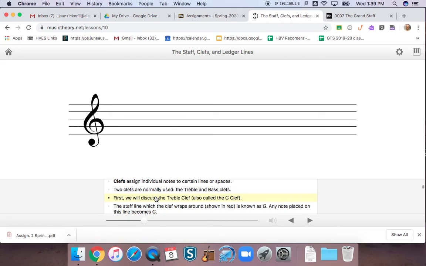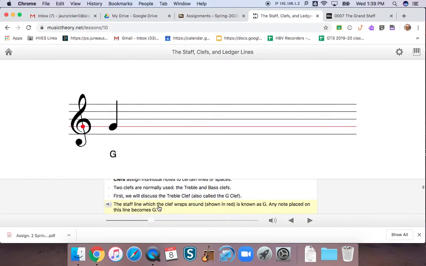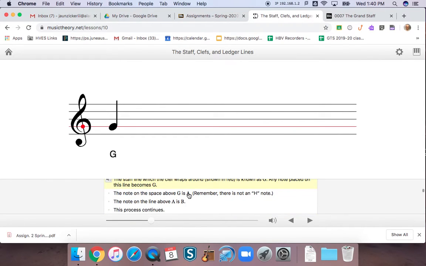Okay, so first we'll discuss the treble clef. Another word for it is the G clef, and the reason why is because where the clef kind of loops around the second line, that note is G. So the text says the staff line which the clef wraps around, shown in red, is known as G. Any note placed on this line becomes G. And then, if I go to the next one, the note on the space above G is A. Remember, there is not an H.